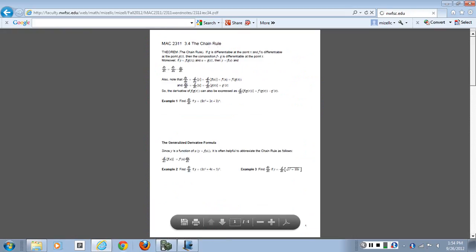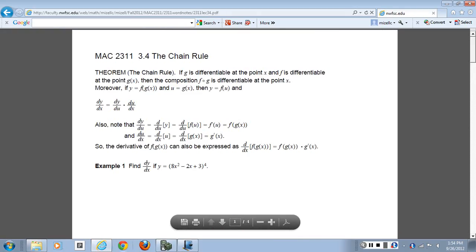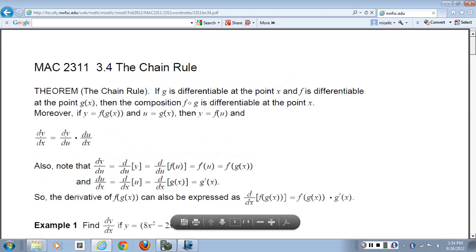Chain rule. Let's see what we can say about the chain rule in the few moments that we have left.